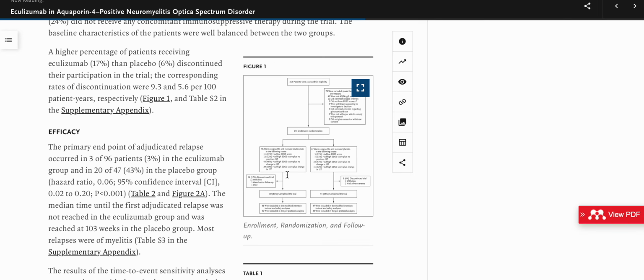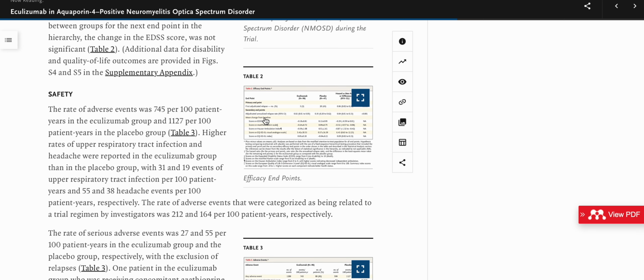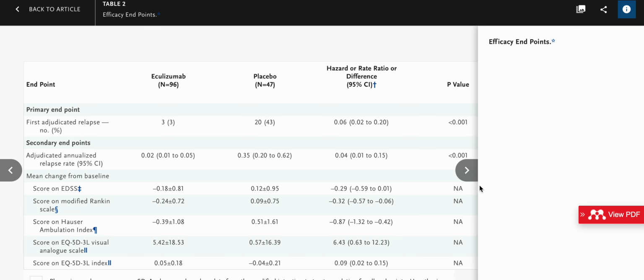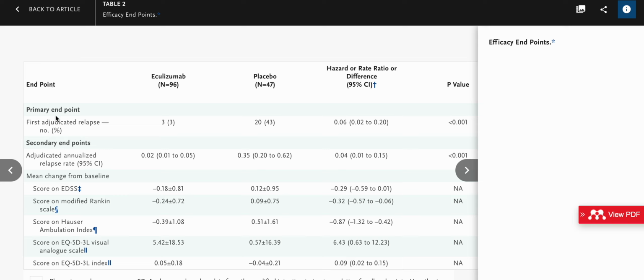So for that we would have some outcome variables over here. Most of the outcome variables would be mentioned in the tables. So this is one of the tables. We would just see what is there. This is the first table of endpoints. The primary endpoint was first adjudicated relapse. In eculizumab, 3% of the people, that is 3 persons, were having a relapse, but 20 people from the placebo group were having a relapse, right? So that is a good point.